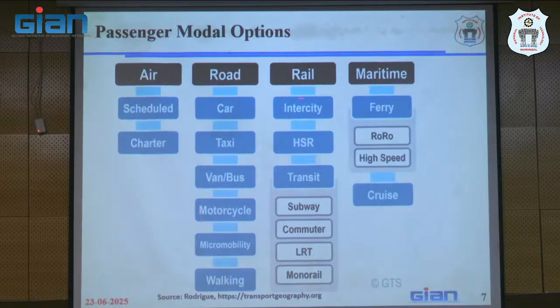And for rail, if you look at intercity, there is the high-speed rail system, and the transit: subways, metros and commuter, light rail transit, monorail, even new metros or other categories of transit systems can also be included in rail. Then maritime has ferries and roll-on roll-off ferry operations, then cruise and high-speed ferry, which are also generally available in the maritime category.